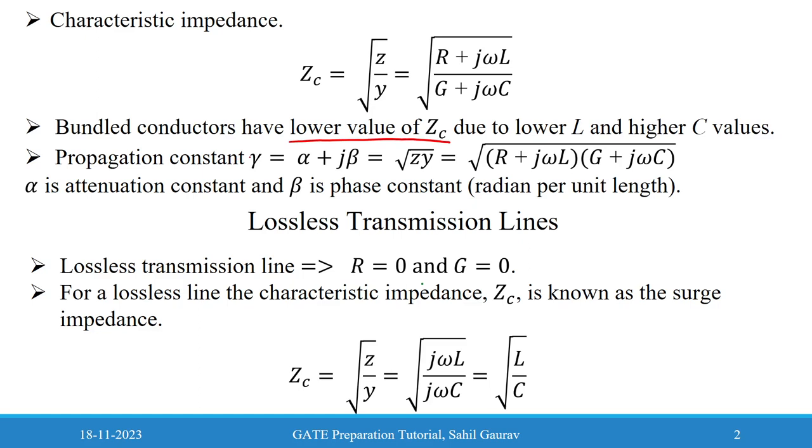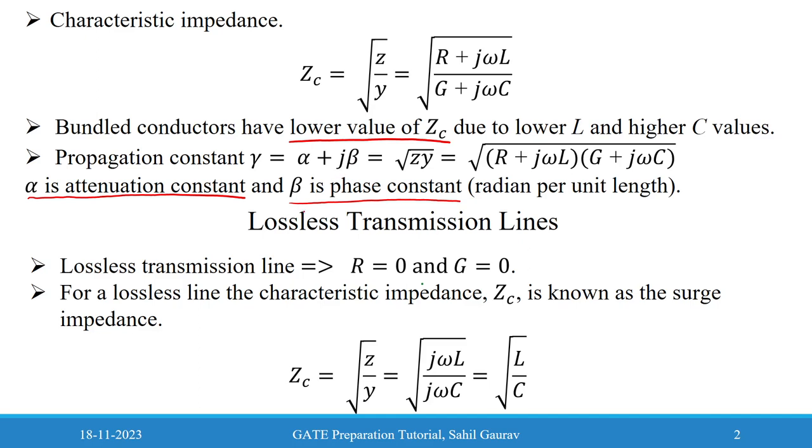The propagation constant gamma we denote as alpha plus j beta, and it is the square root of series impedance times shunt admittance, and we can write this equation as shown. Here alpha is known as the attenuation constant and beta is known as the phase constant, and its unit is radian per unit length.